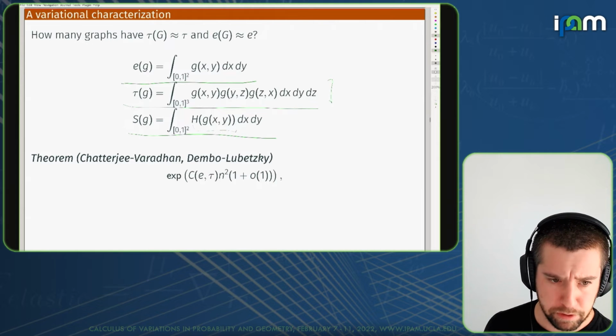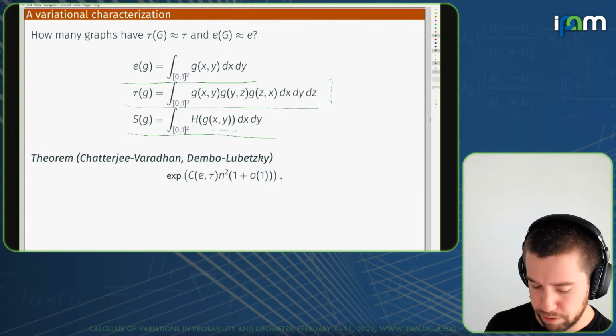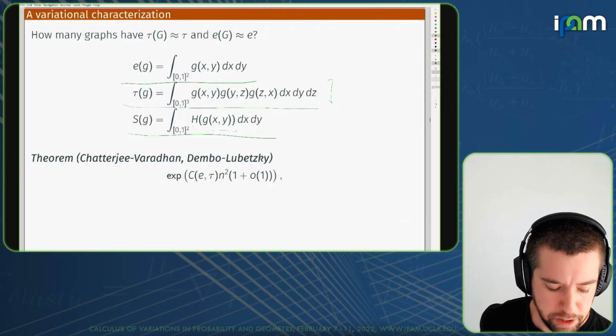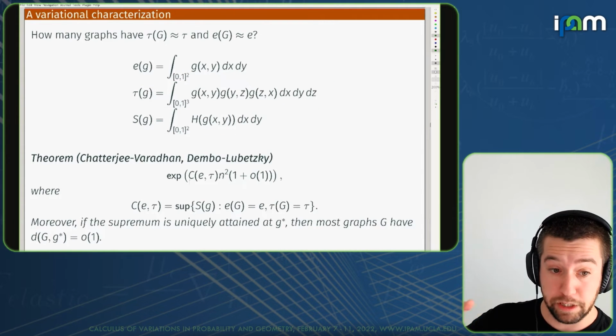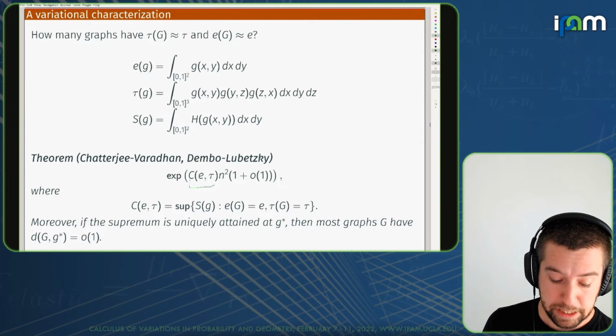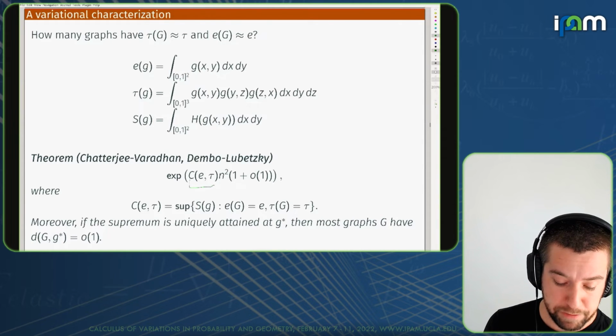And then this theorem that I mentioned before, you just write it in the new notation. Okay, what's the leading constant in the exponent of the number of graphs with a given edge density and triangle density? It's the supremum of the entropy of a graphon subject to edge density and triangle density constraints.